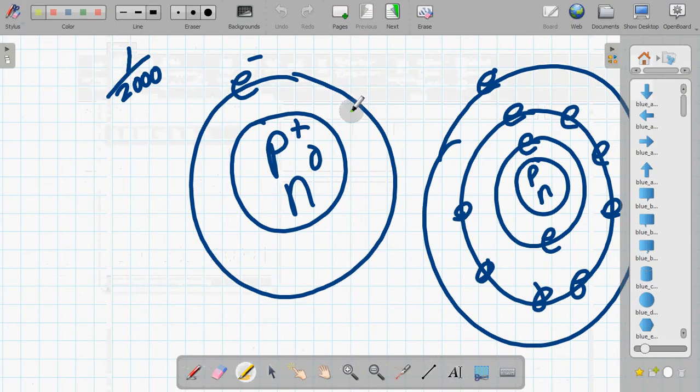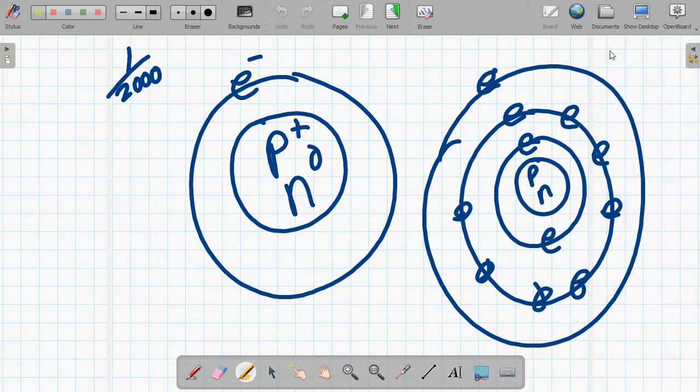Hello, so this is for chemistry. I just want to go over some things and some practice problems that seem to be more difficult than anticipated. So first of all, you need to know that protons and neutrons are inside the nucleus. They are the nucleus. Electrons are outside the nucleus. Protons are positive, neutrons are neutral, and electrons are negative.